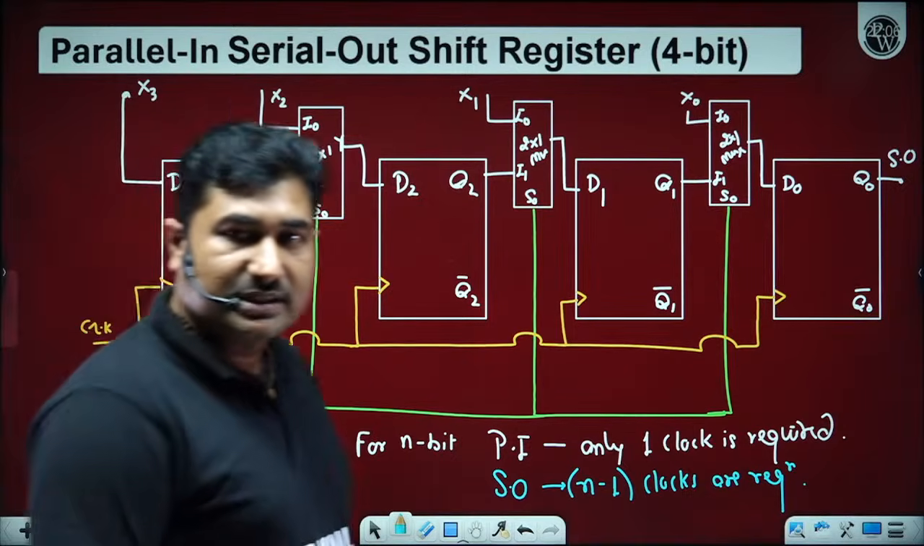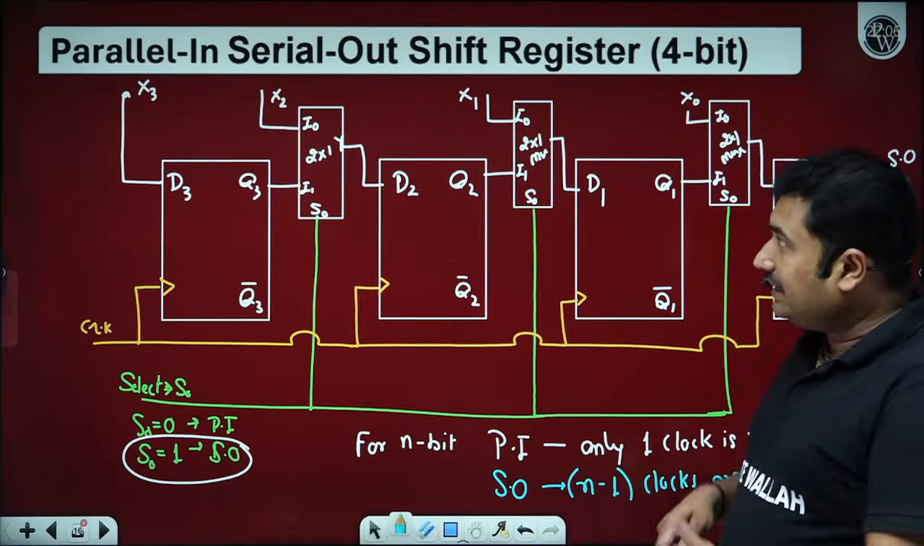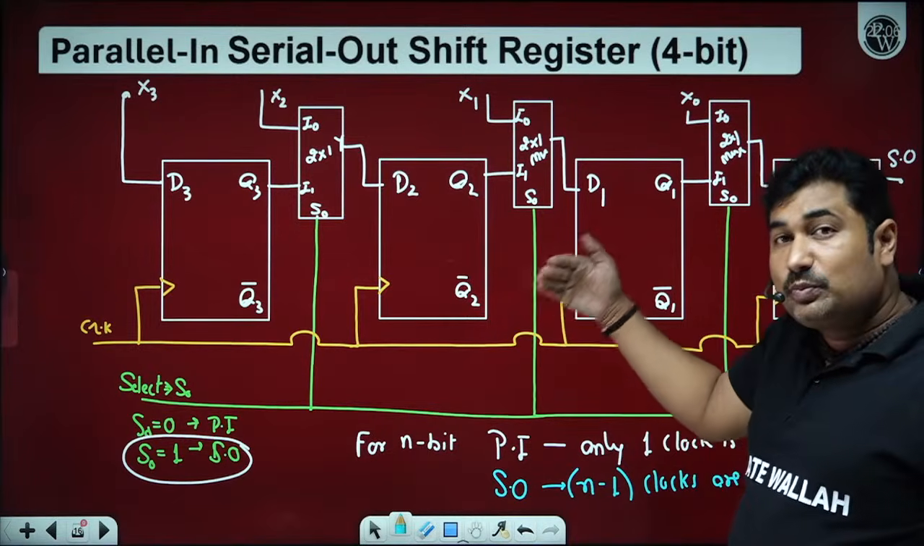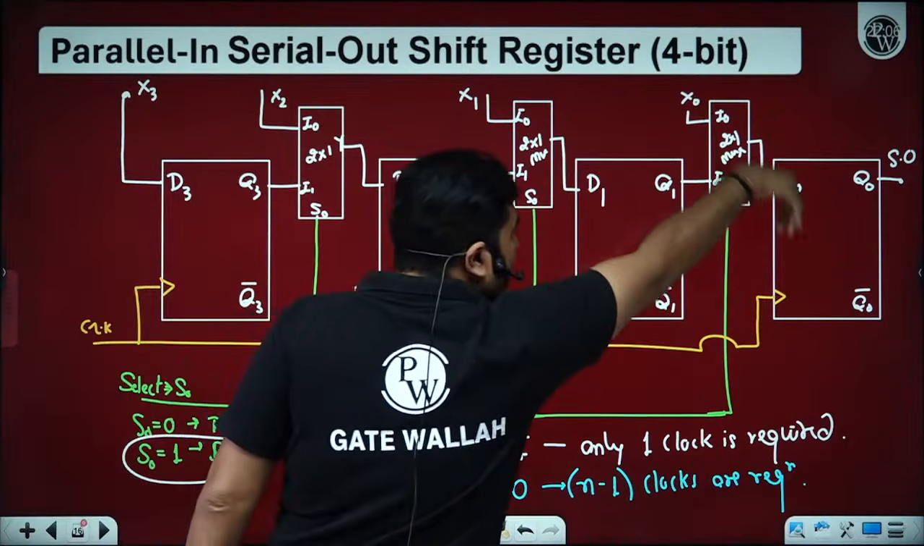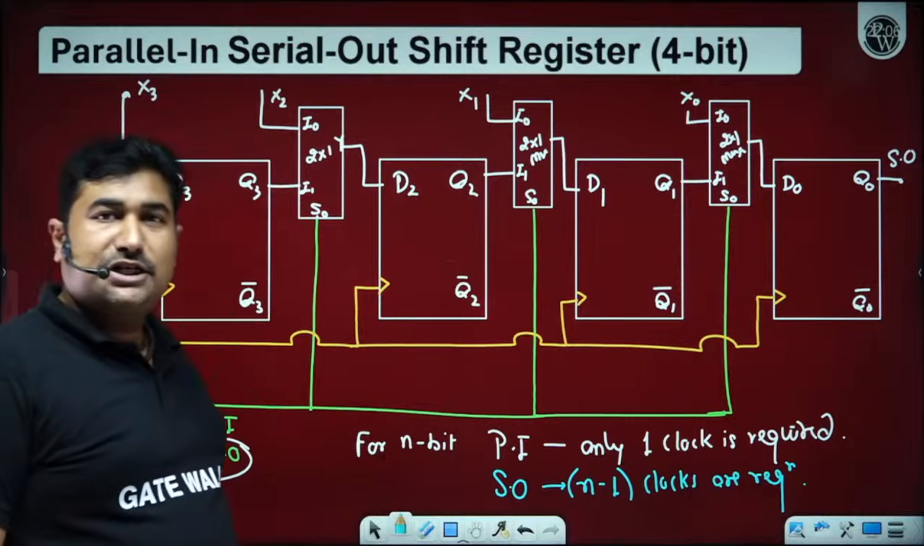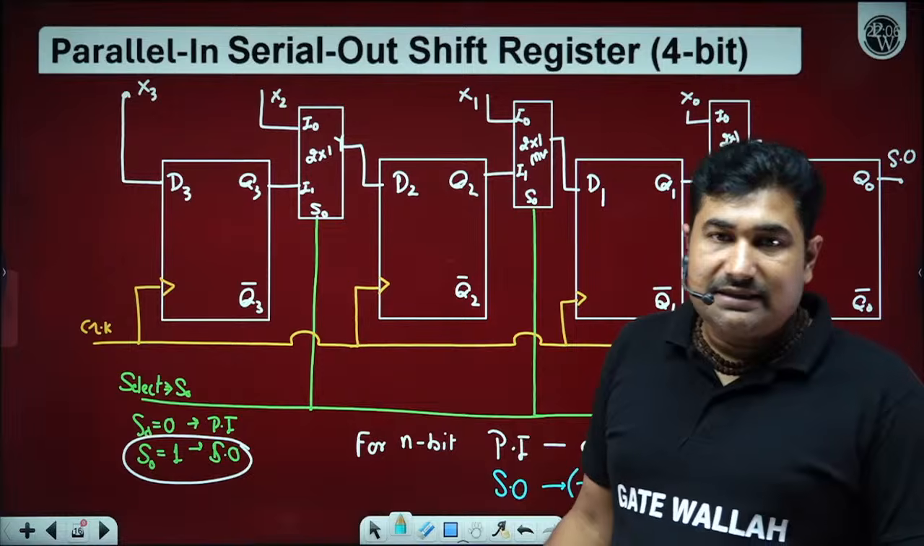PISO is a shift register. Yes, Betaji, PISO is a shift register. Here the input is parallel, but the output is done with the shifting operation only. So parallel in, serial out is a shift register only. Is it okay? Yes, it is a shift register.